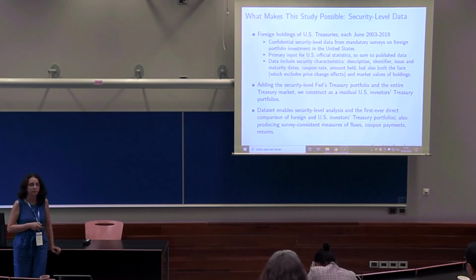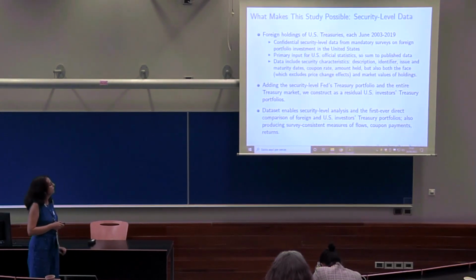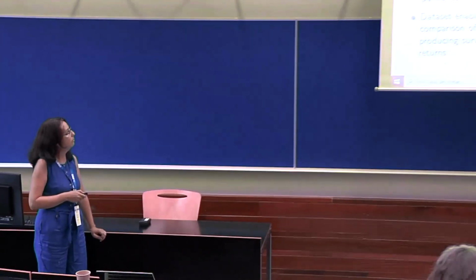So this is the US cross-border holdings data. It's confidential security level data. The sample period is 2003-2019. The data are comprehensive. It's the primary input to the US official statistics. So when you aggregate it, these sum to the BEA's published data.